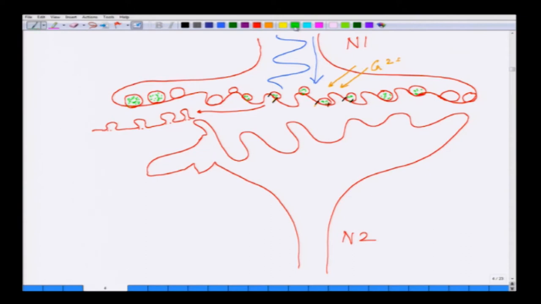So, then this neurotransmitter comes here and binds to the postsynaptic membrane, and this leads to the opening of the ion channels, and automatically there will be a huge flux of sodium ions out here. These sodium ions eventually carry the signal further.